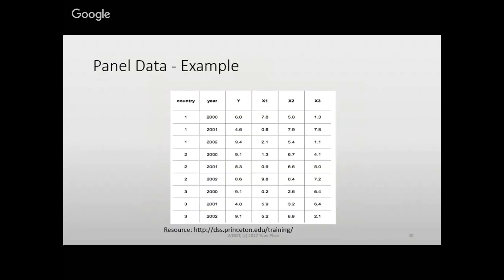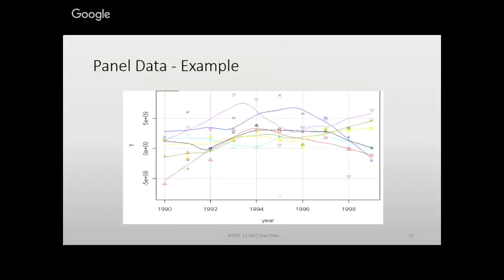Typically, it might look something like this. This is an example with countries. You have country ID, country 1, 2, 3, 1, 2, 3. You have 3 years of observation for each country, and then you have some sort of Y and some sort of X's over them. What we're trying to argue is that panel data gives you a better view into causal analysis than cross-sectional. If you visualize this data, it might look something like this. Each country might be one of these colored lines, going up and down.